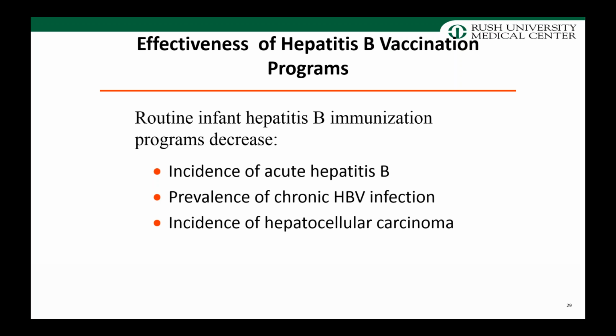So routine infant hepatitis B vaccination or immunization programs are very important. They decrease the incidence of acute hepatitis B. They decrease the prevalence of chronic hepatitis B infection, as well as the development of cirrhosis, and decrease the incidence of hepatocellular carcinoma, or liver cancer.